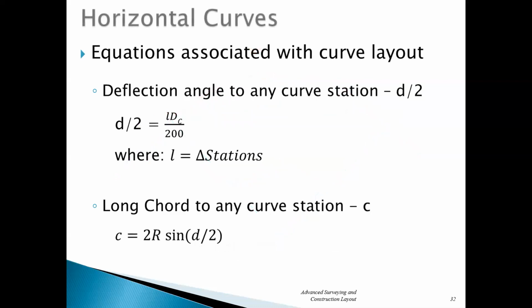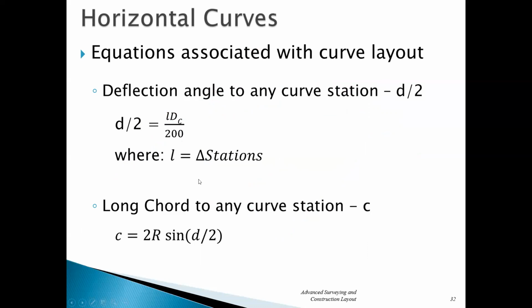So here are the equations that you need to calculate these deflection layouts. Any deflection angle on a curve is going to be equal to the length of arc times the degree of curve divided by 200. And degree of curve is a constant for the curve. 200 is a constant. And this little L here is just the difference between the stations. So that means where you're sitting and where you want to go. That's what that's saying.